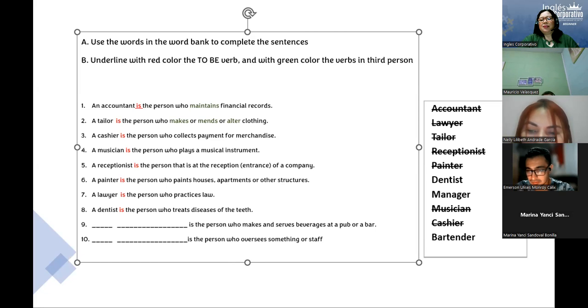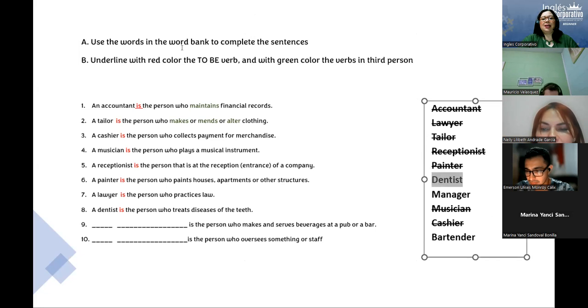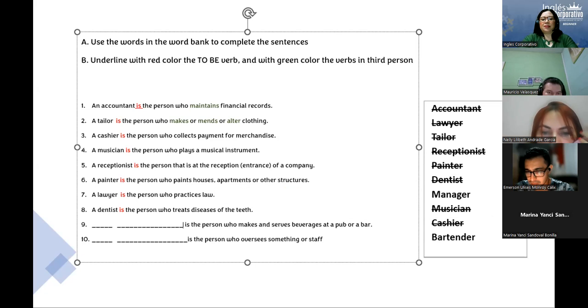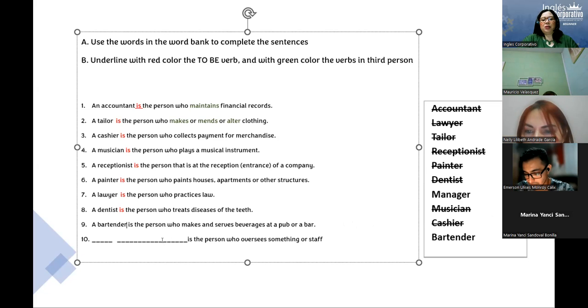What about number nine? A bartender. Can you say the complete sentence? A bartender is the person who makes and serves beverages at a pub or a bar. Beverages is plural. Serves is third person, makes is third person. Let's go to the next one. Number 10.